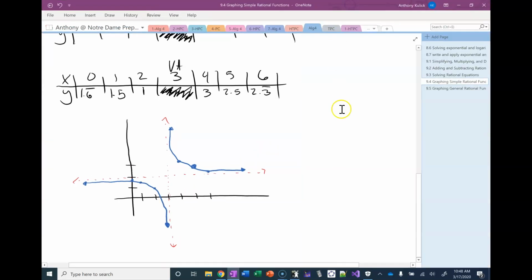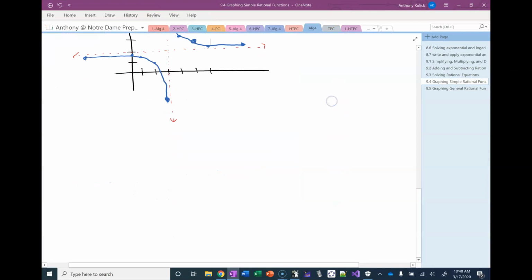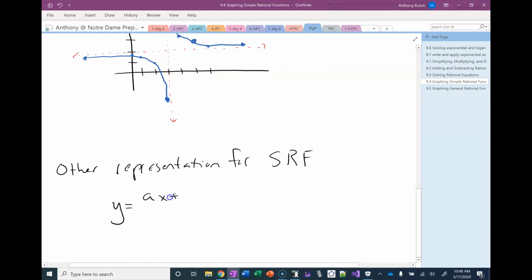So there's another way, though, that we can represent simple rational functions. And I'm just going to abbreviate simple rational function as SRF. And that is ax plus b over cx plus d.